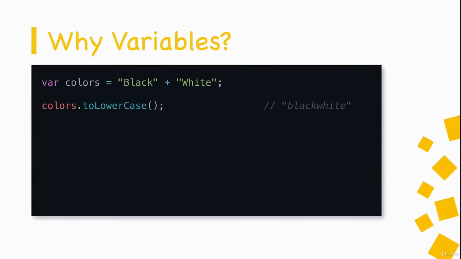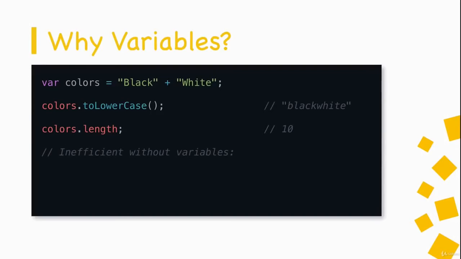In this case, because the variable colors contains the string black-white, we can use colors.toLowerCase in order to apply the toLowerCase method to the colors variable, meaning to the string black-white, and it returns the string black white but with all the letters in lowercase. We can also use string properties. So in this case, colors.length gives us 10 because colors, the variable, equals the string black white, and black white has the length 10. Because the colors variable contains a string, colors.length returns the length of the string. In this case, it's 10.